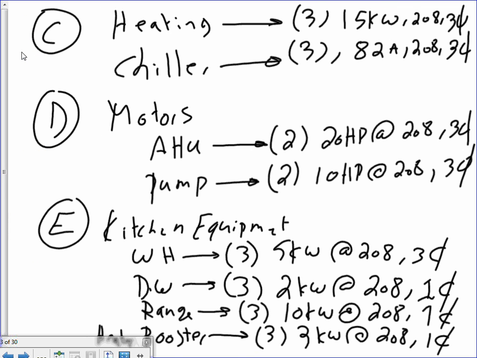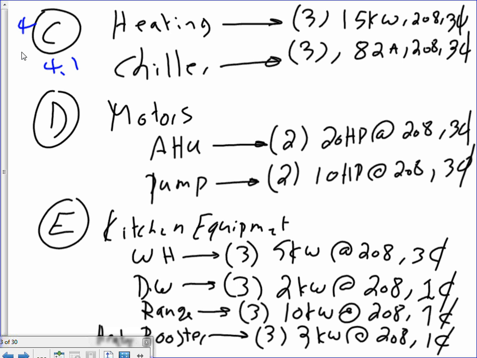Let's go to heating. My heating is related to 4. That was 4 in our sheet. Heating and cooling: the cooling was 4.1 and the heating was 4, the way we did it, right? For heating, I have 3 15 kW heaters, 208 3-phase. And for cooling, I have 3 chillers. Each one of these is running at 82 amps at 208 3-phase. Cool? These are my chillers. Motors.